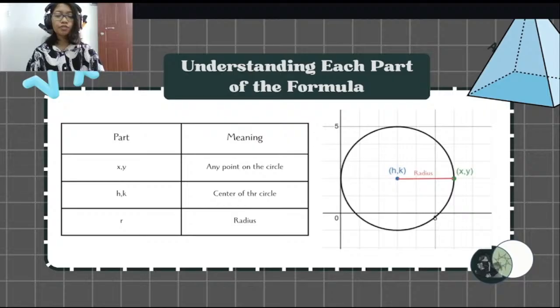Understanding each part of the formula. Students often memorize this formula. Instead, understand it. These parts measure how far a point is from the center, horizontally and vertically. X, y is any point on the circle. H, k is the fixed point, the center of the circle. R, the radius, is the distance from the center of the circle to the point x, y.